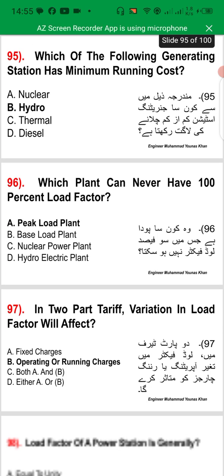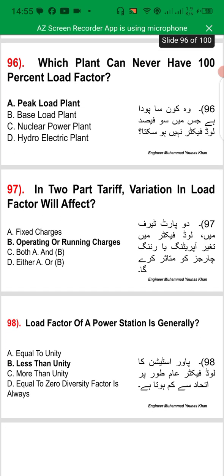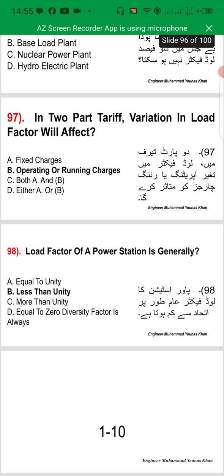Which of the following generating stations has minimum running costs? Hydro. Which plant can never have 100% load factor? Peak load plant. In two-part tariff, variation in load factor will affect operating or running charge. Load factor of a power station is generally less than unity.